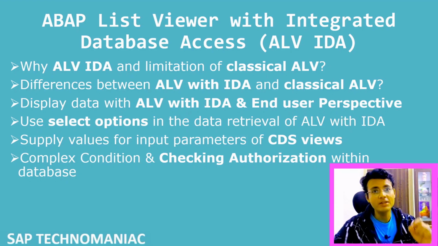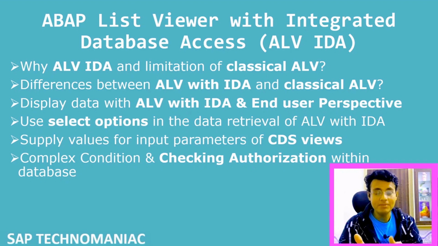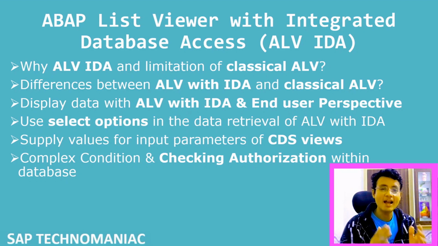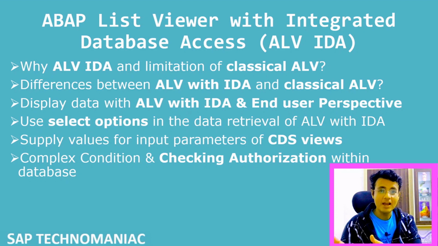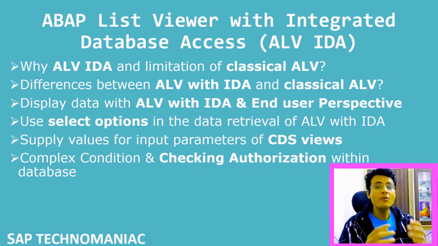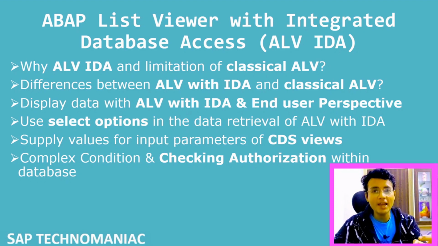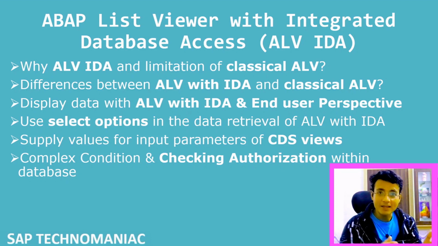In this video, we will discuss ABAP list viewer with integrated data access, in short ALV IDA. How it is different from the classical ALVs and why SAP came up with the ALV IDA, how we can achieve the code pushdown using the ALV IDA, and why we should use ALV IDA when we are working on SAP HANA database. All these things we will see in this video.